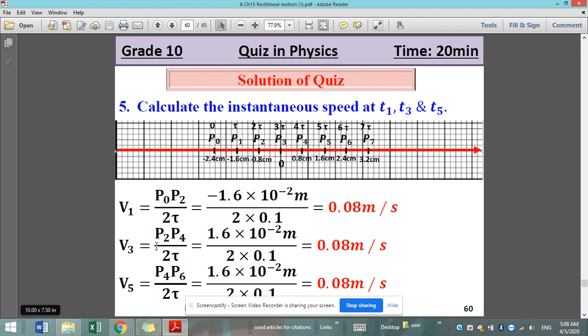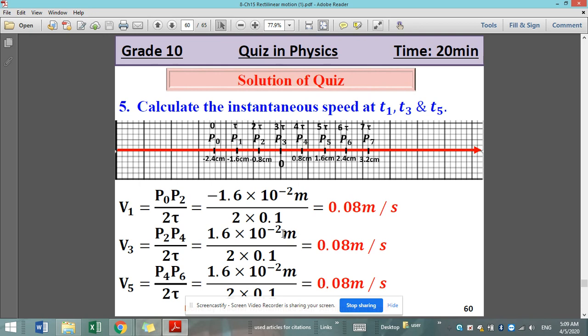Similarly, for V3, P2, P4, it is x4 minus x2. x4 is 0.8 minus x2, minus 0.8, so as if it is 0.8 plus 0.8, 1.6 centimeters. And similarly for V5, P4, P6, it is x6 minus x4, which is 2.4 minus 0.8, so we get 1.6 centimeter, and convert all the values into the SI unit.